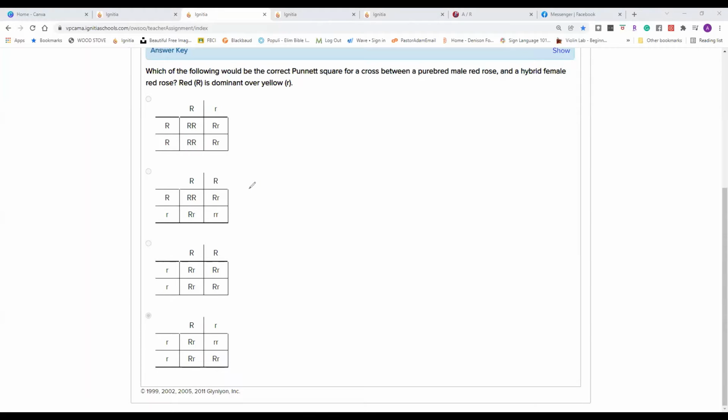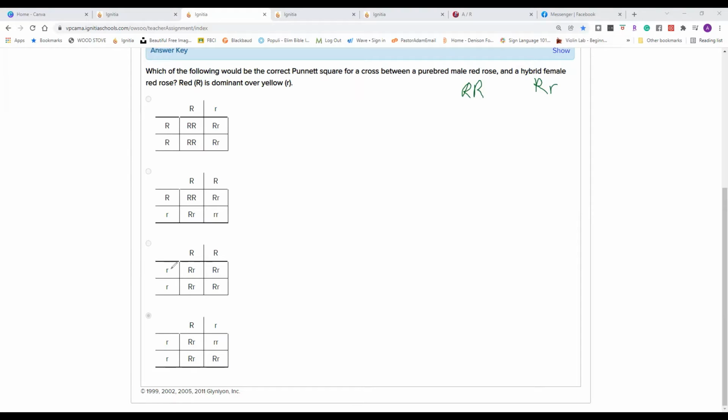Let's talk about Punnett squares for a minute. You're going to have in this problem, which of the following would be the correct Punnett square for a cross between a purebred male red rose and a hybrid female red rose. Now your purebred male red rose is going to be represented by the dominance of RR. The hybrid female red rose is dominant over yellow, so we're going to have Rr, right?